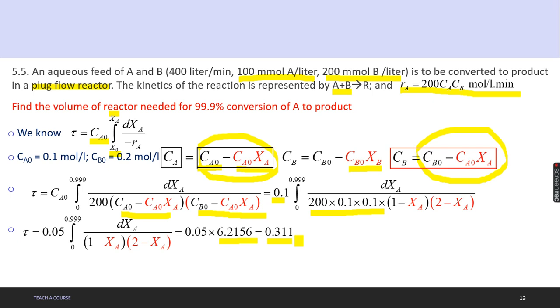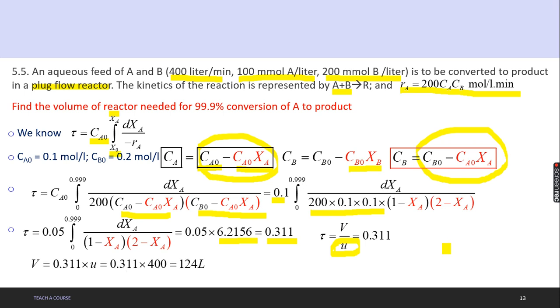So tau you already know: tau is volume by flow rate. We are asking for the volume, and the flow rate is known. So tau equal to V by U equal to 0.311. The U value is the flow rate, in cubic meters or liters per minute. It is given as 400 liters per minute.